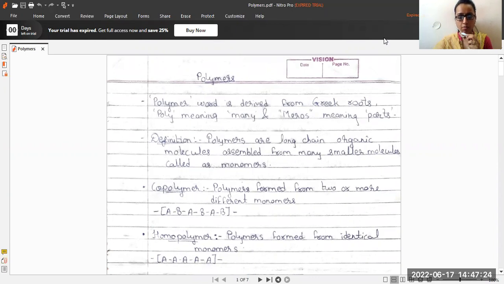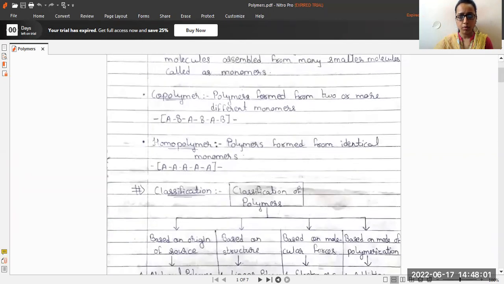Today my topic is about polymers in the novel drug delivery system. Firstly, what do you mean by polymers? The word polymer is derived from Greek roots, that is poly meaning many and meris meaning parts. Polymers are long-chain organic molecules assembled from many small molecules called monomers. Small units called monomers are joined together in a long chain, and it forms a polymer.